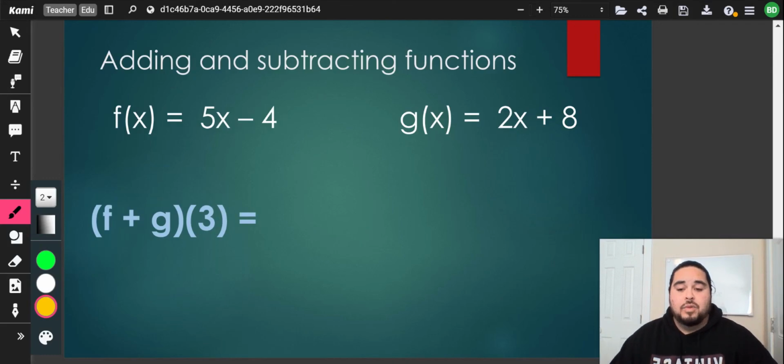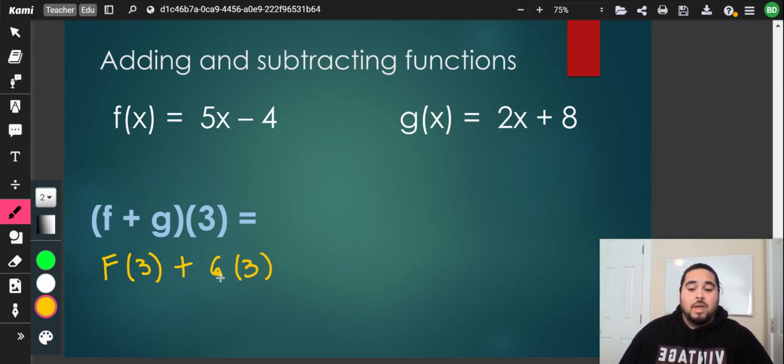So for our last example, we have a different notation here. So we have f plus g of 3. Now, really what this means is we're going to be finding f of 3 plus g of 3. So f of 3 plus g of 3.